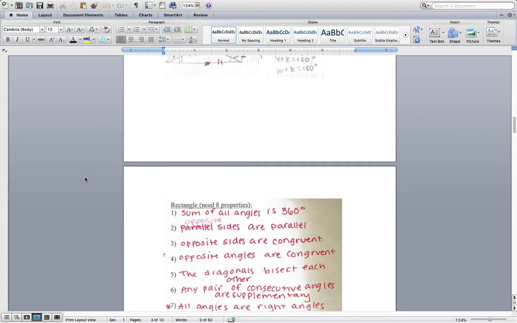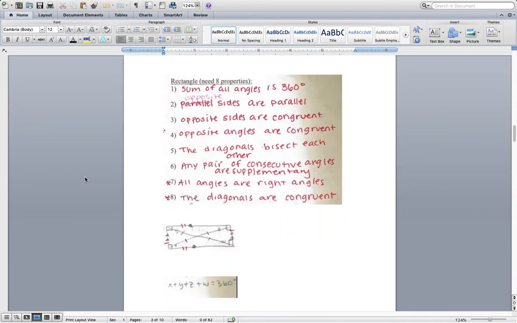All right, and then the next thing we're going to talk about is a rectangle. So go ahead and write down these 8 rectangle properties while I go over them. And you can also draw this picture as well. So rectangles, if you compare it to the parallelogram as you go, you'll see that almost all of them are the same. Rectangle just has some extra ones. So number 1 is the same as a parallelogram. The sum of all the angles is 360.